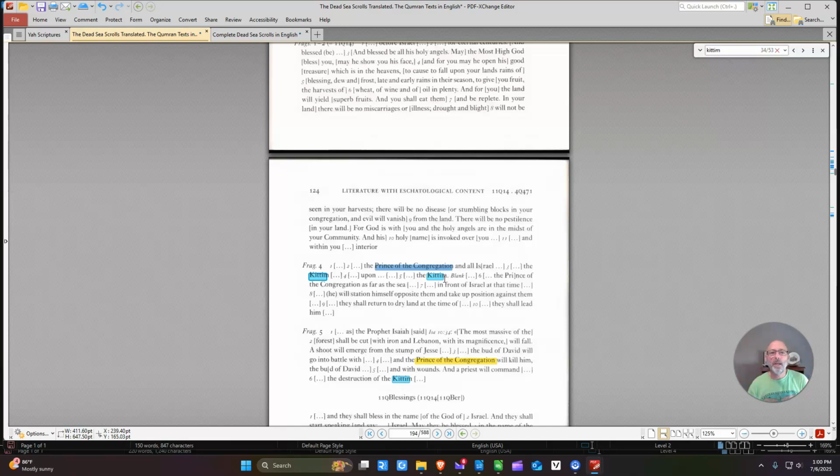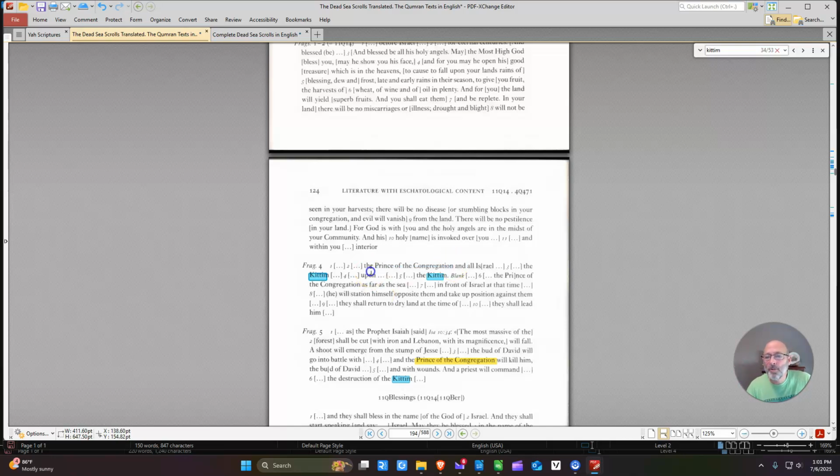They are the elect, the chosen. What word do you want to use that's used in Scripture? Well, here's a word for them as well: the congregation. So we have the prince of the congregation. So the prince of the congregation is the teacher of righteousness. The prince of the congregation is the Messiah.